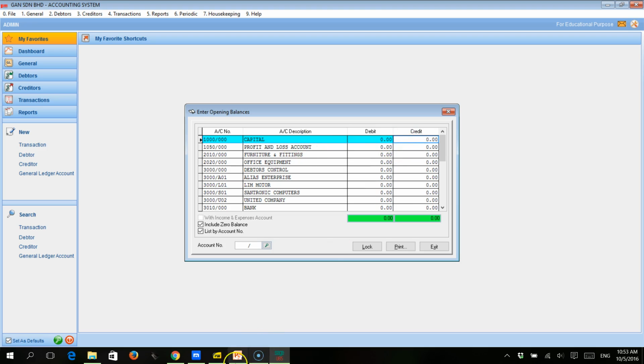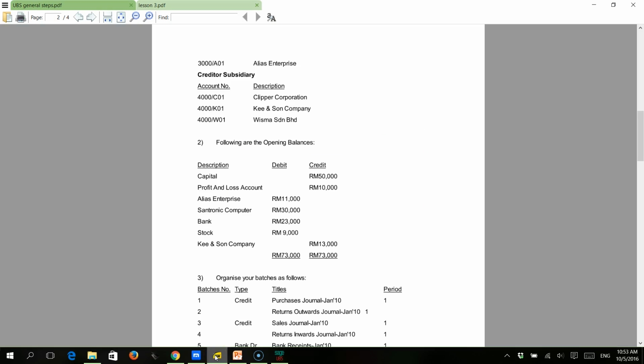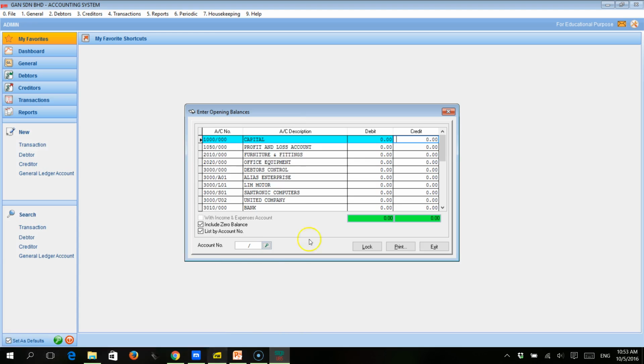So we have capital 50,000, profit and loss 10,000. So we enter 50,000 for the capital, 10,000 for the profit and loss, and we continue with the rest of the balances. Okay, I have entered the balances of all the other accounts except one account.